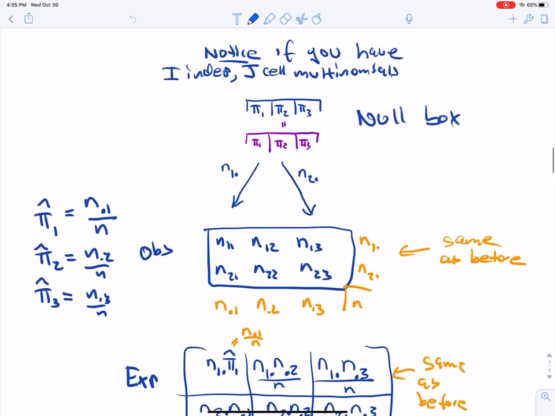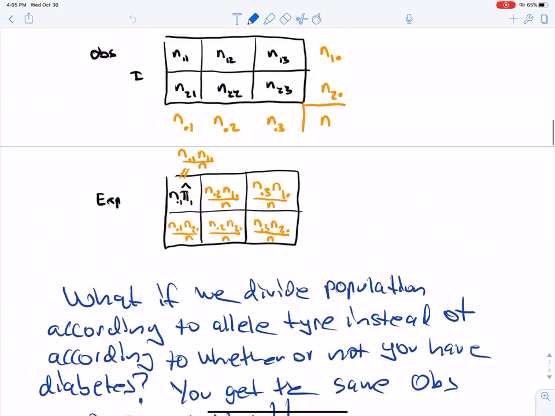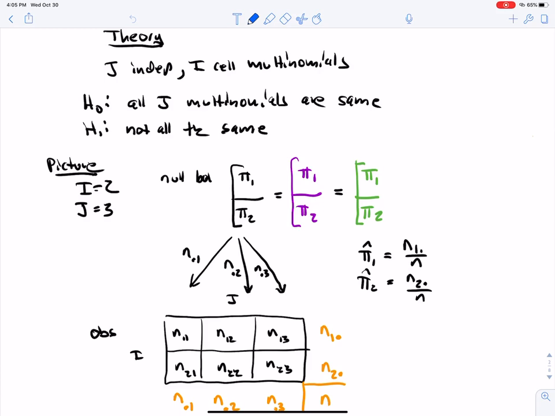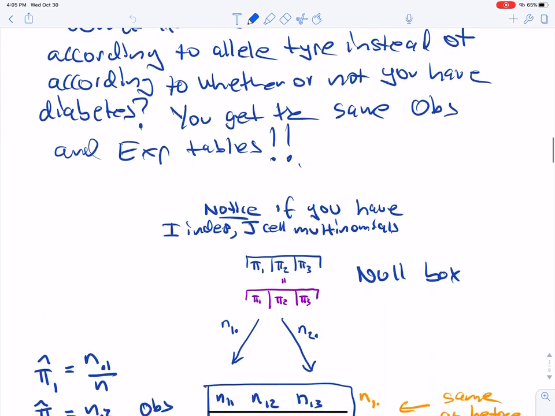So it does not matter what you call your subpopulations and the categories of those subpopulations. It all works out the same.